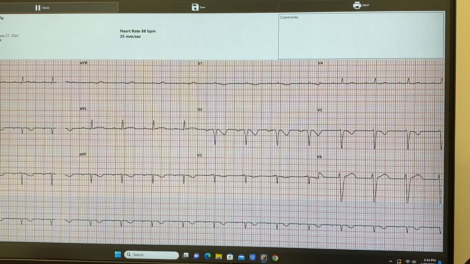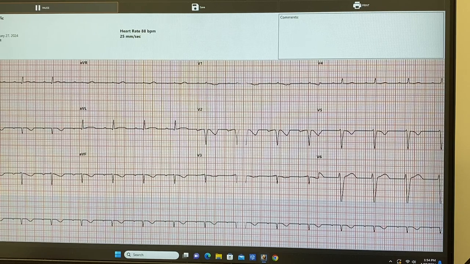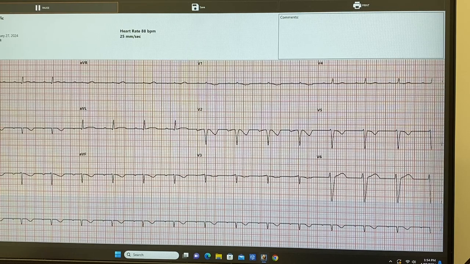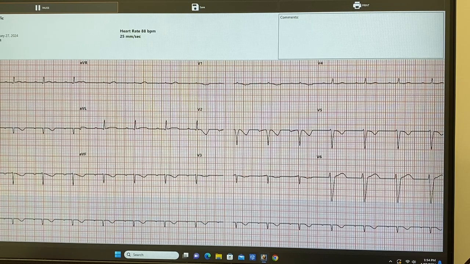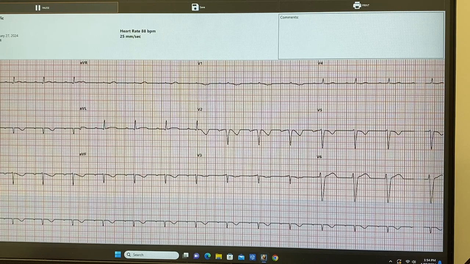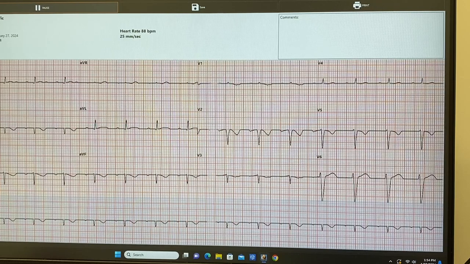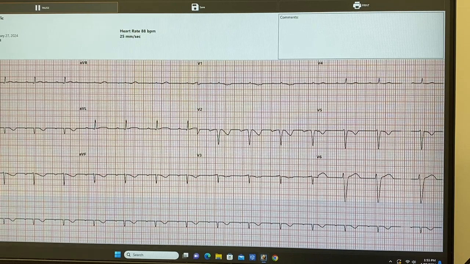Not seeing it here. Okay, so far. And this is the problem with PVCs, because they don't occur regularly. You can do an EKG and not capture them. So for stuff like that, usually they'll need a Holter, which is where they wear the EKG for about 48 to 72 hours.